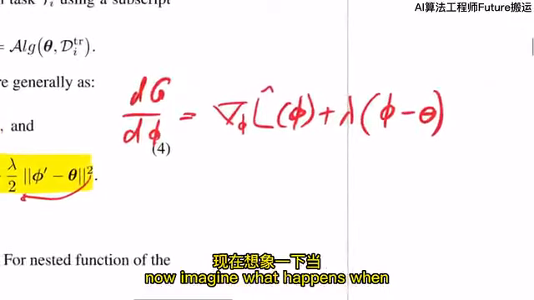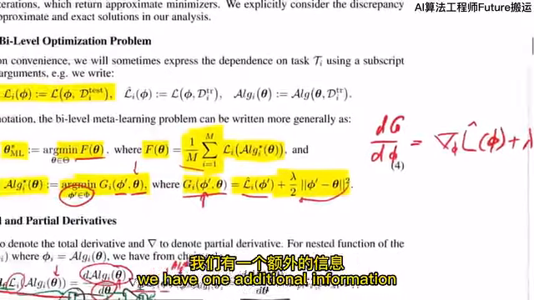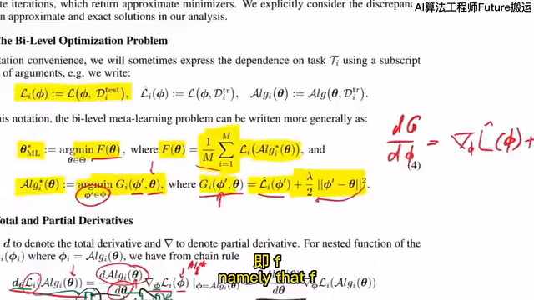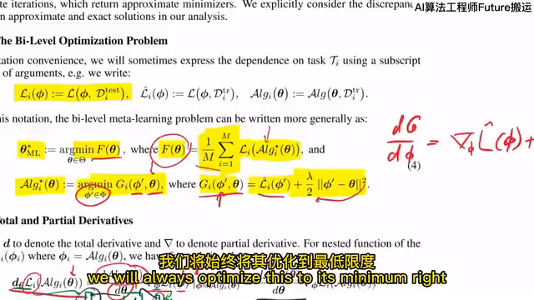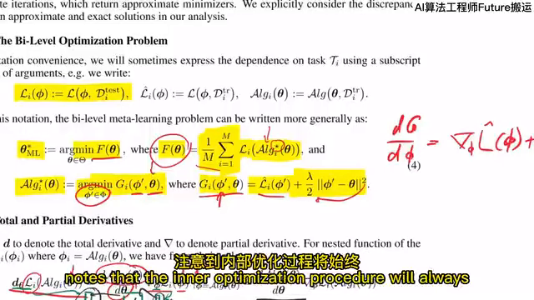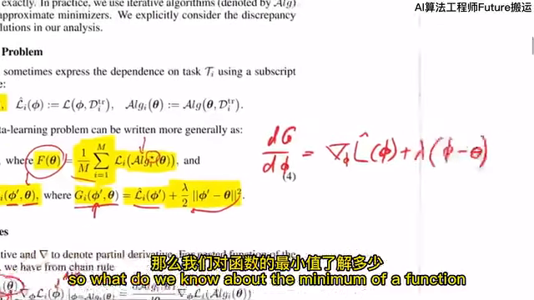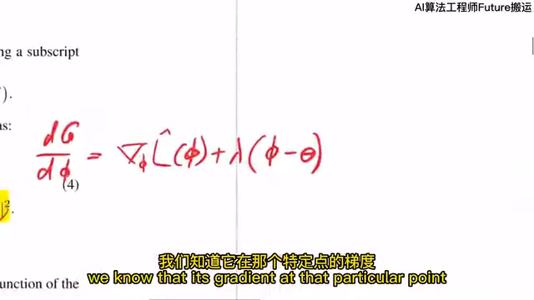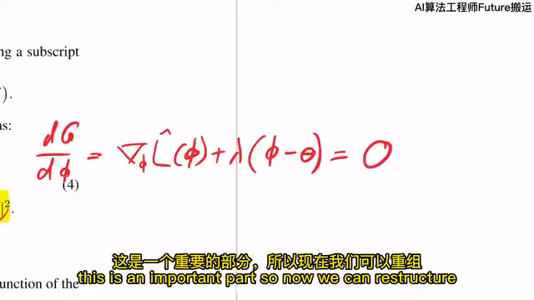Now, imagine what happens when in this particular thing we have one additional piece of information, namely that f, the inside of f, we will always optimize to its minimum. This star denotes that the inner optimization procedure will always go to the minimum of that function. So what do we know about the minimum of a function? We know that its gradient at that particular point is 0. This is an important part.